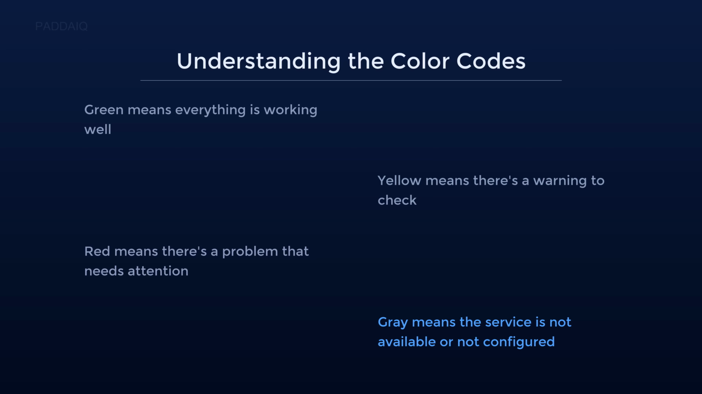Gray means the service is not available or not configured. This indicates that the service is inactive or hasn't been set up in your account yet. For instance, the SAP HANA service would appear gray if you haven't provisioned it in your sub-account. Always check your service configuration when you see this color.